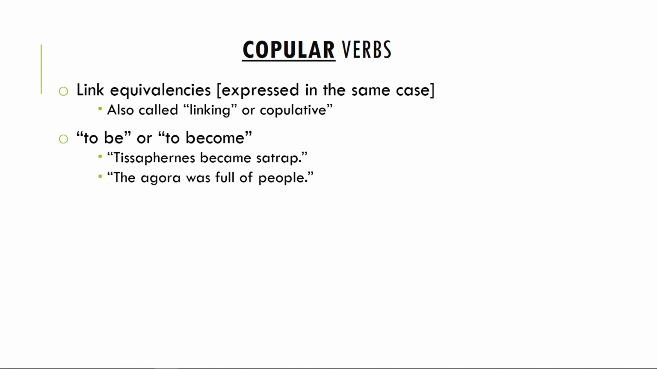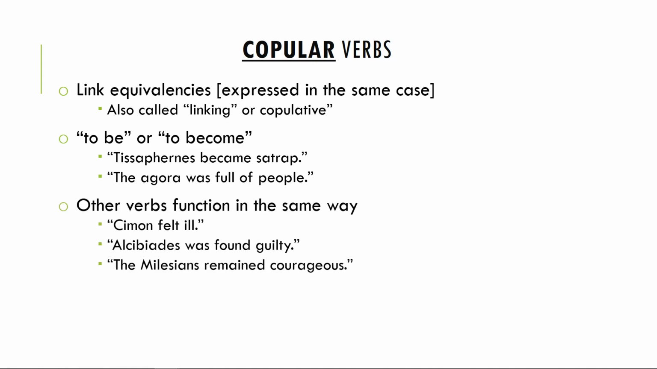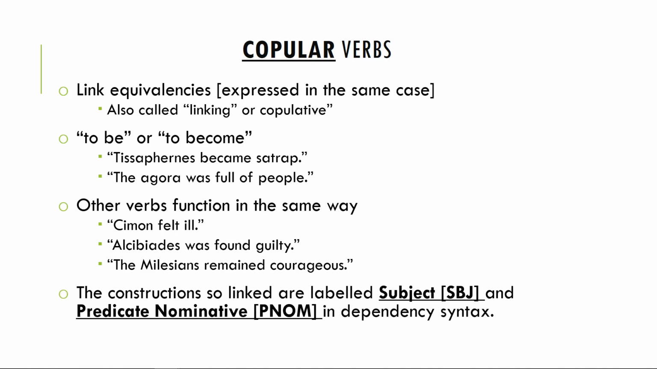Other verbs can function the same way and sneak up on you. People will say it's just to be and become, but in fact, there's a lot of verbs that also work this way, to be in kind of a state. So, Chaimon felt ill. In Greek, the word ill would be in the nominative case. Alcibiades was found guilty would be in the nominative case. The Milesians remain courageous would be in the nominative case. Okay, and these nominatives are labeled as subject of the verb and the predicate nominative, the penom, in the dependency syntax. Okay, so that's what penom is.